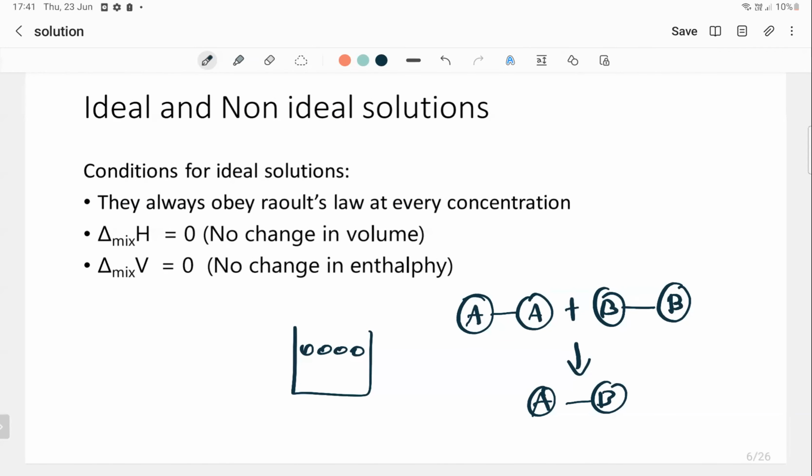Okay. So clear with this part, the solute and solvent. Now coming to the ideal solution.